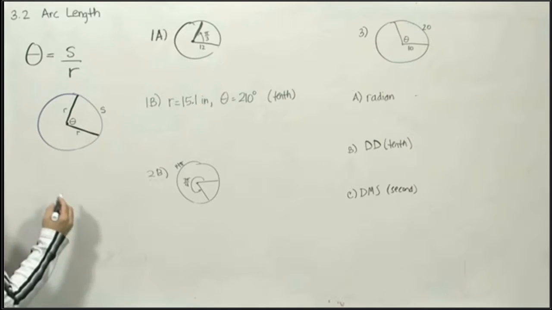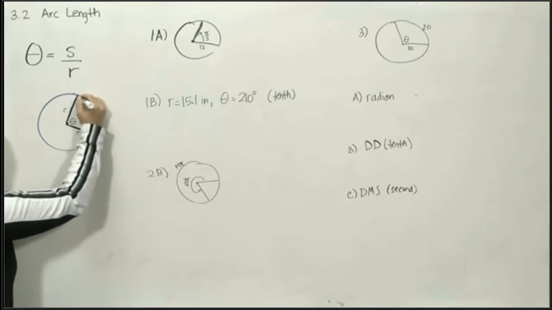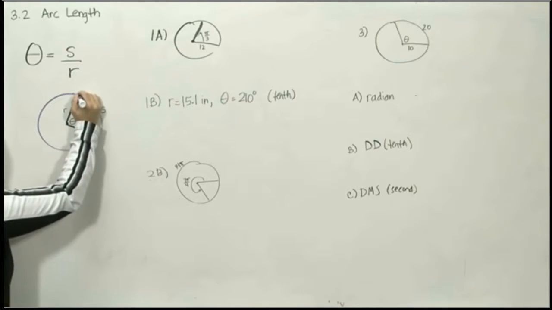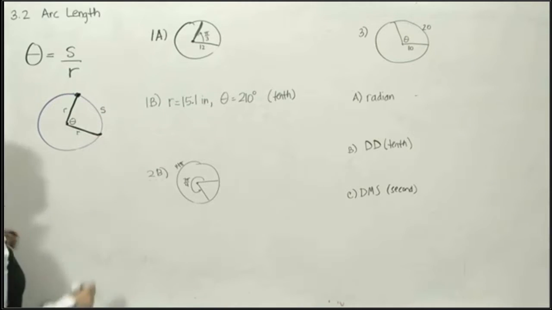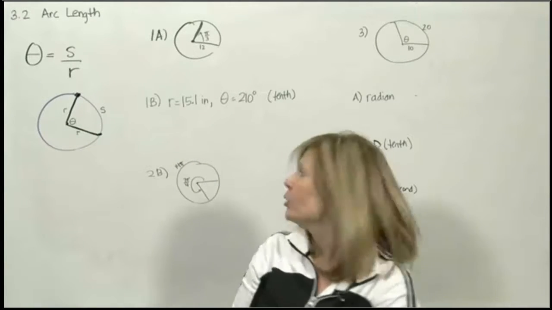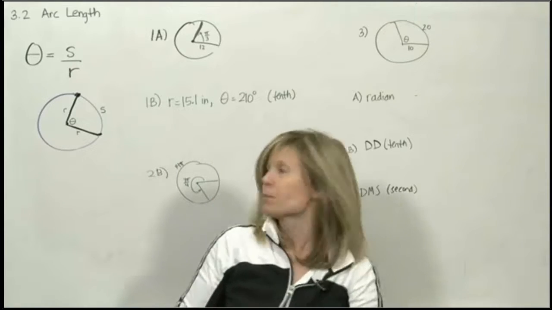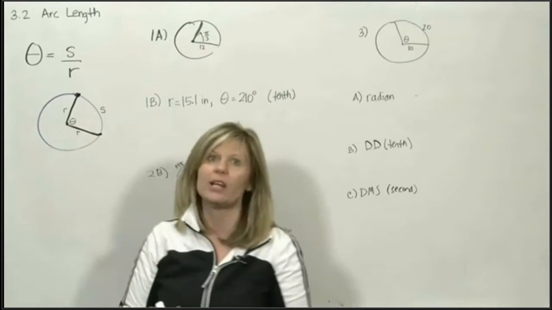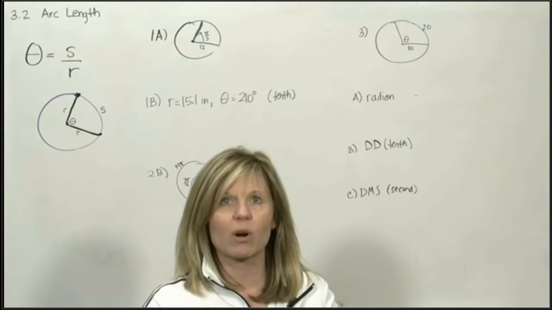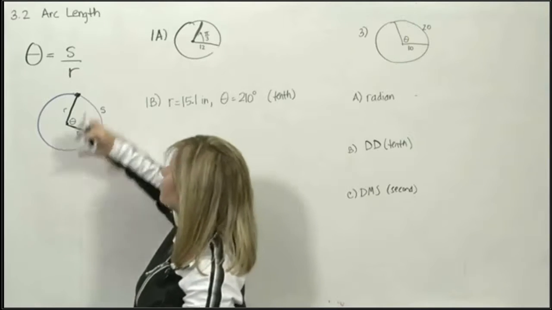Back in geometry, to find the length of this arc, how far the distance is from here to here, you would have first had to find the whole circumference of the circle. And then you would have figured out what part of the circle this piece is. So suppose this angle was 90 degrees. 90 degrees is a quarter of a circle. So you would take a quarter of the circumference, and that would give you the length of the arc.